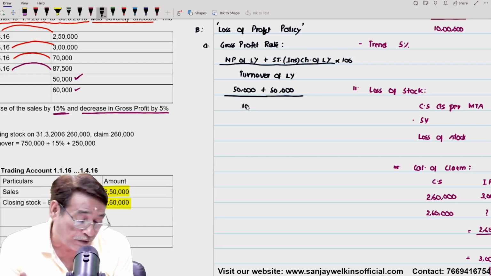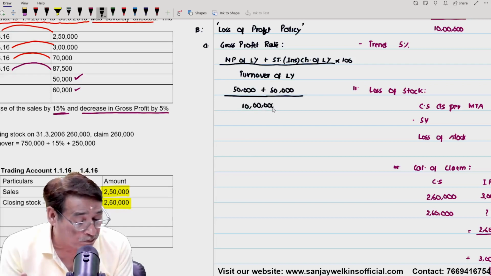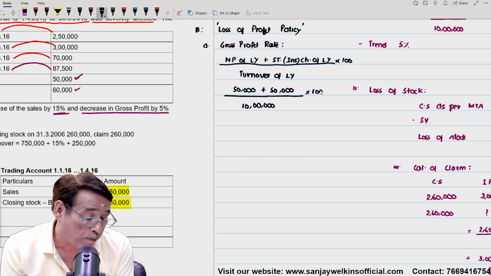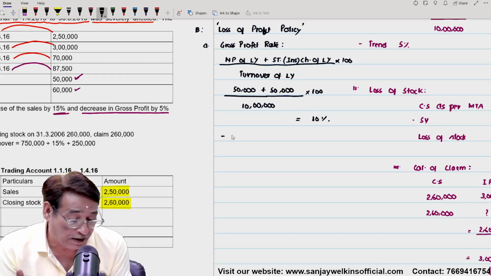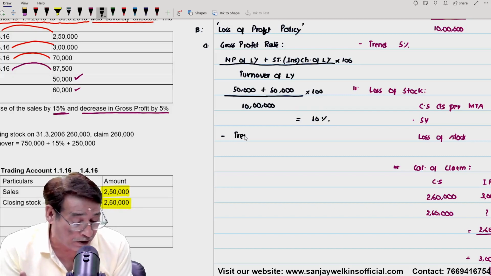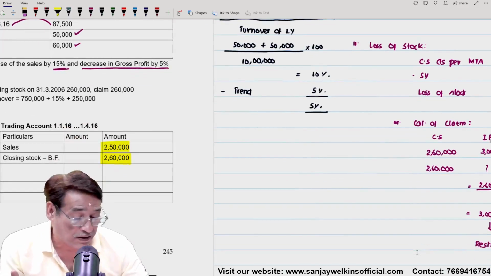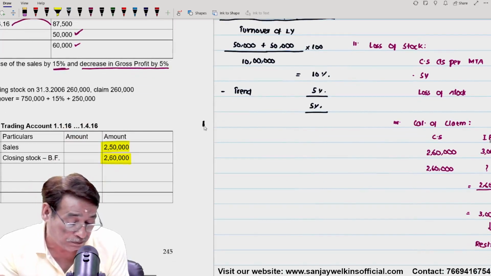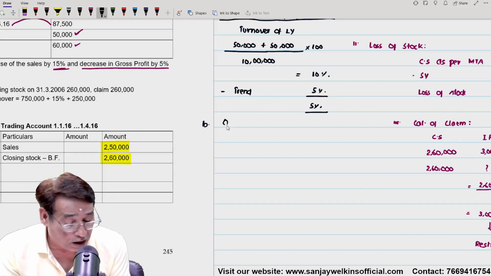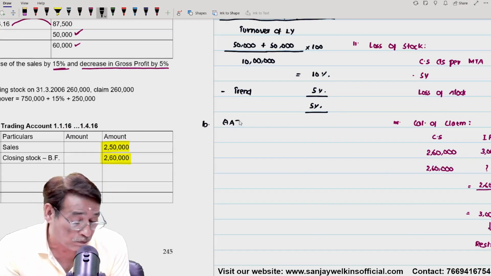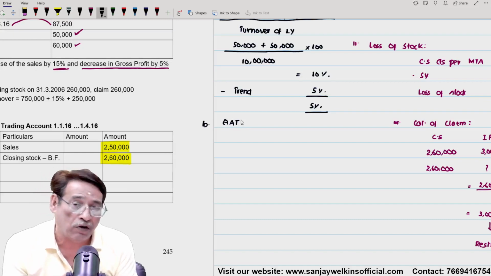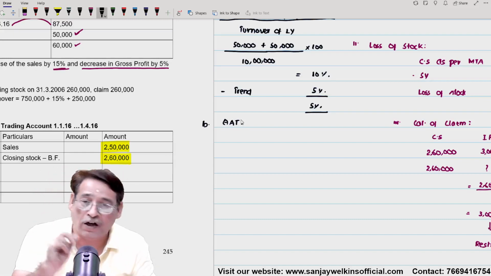And turnover of last year is equal to 10 lakh into 100. So that means 10% is my gross profit rate. Less trend, because there is a declining trend of 5%. So you will have to subtract 5%. So your gross profit rate will be equal to 5%. After this step, generally we compute adjusted annual turnover. Adjusted annual turnover means turnover of 12 months preceding the date of fire.